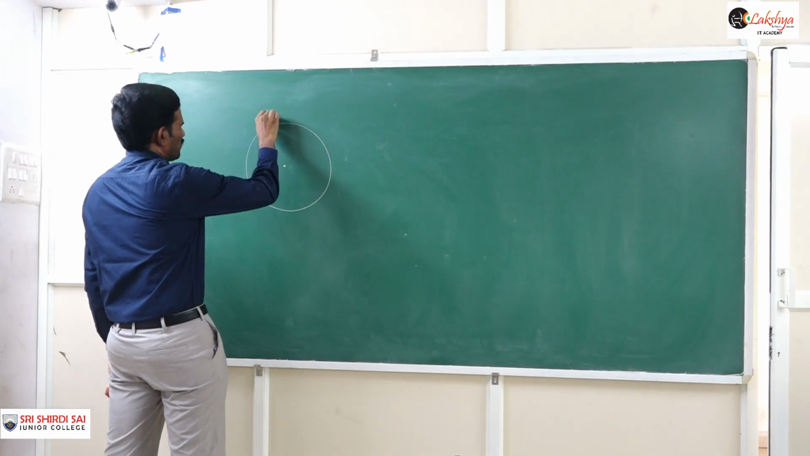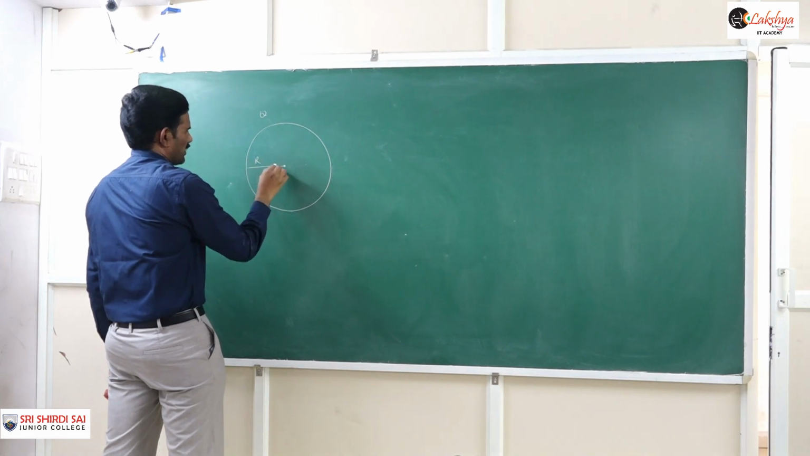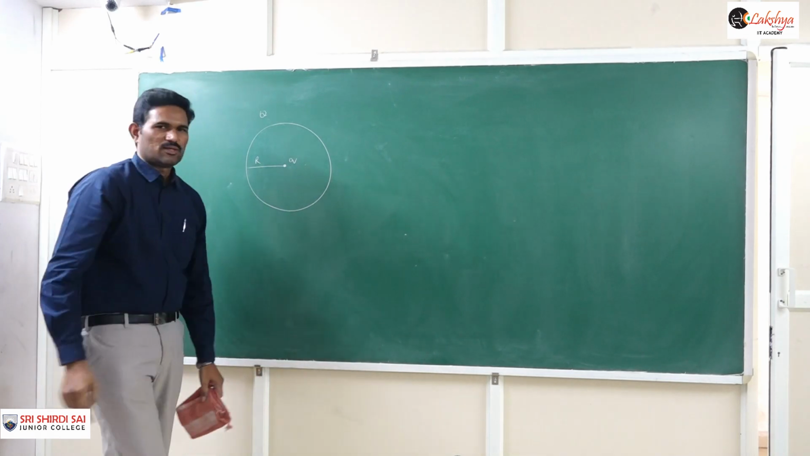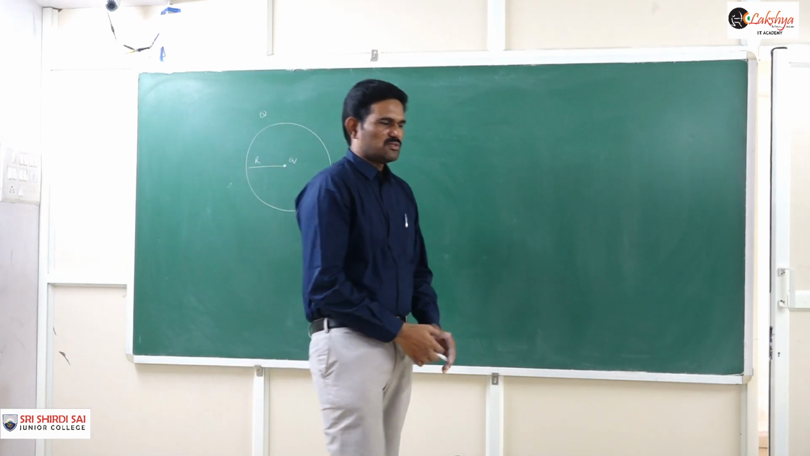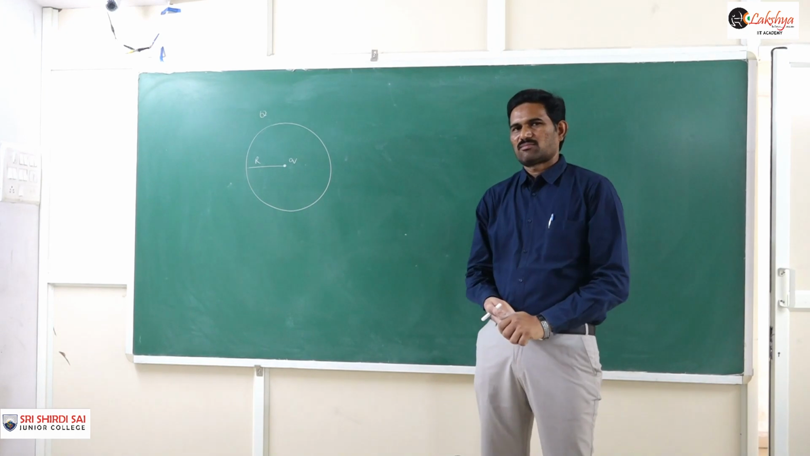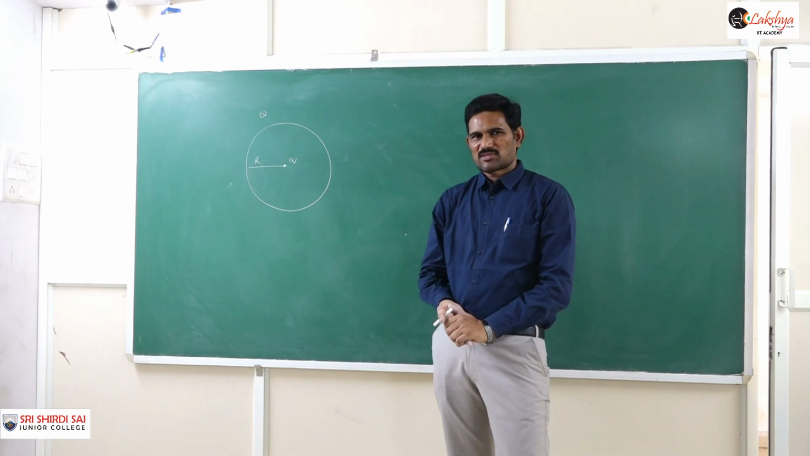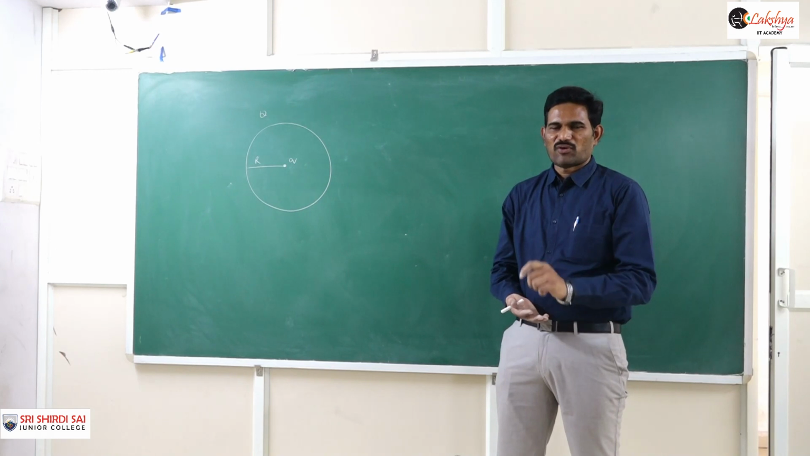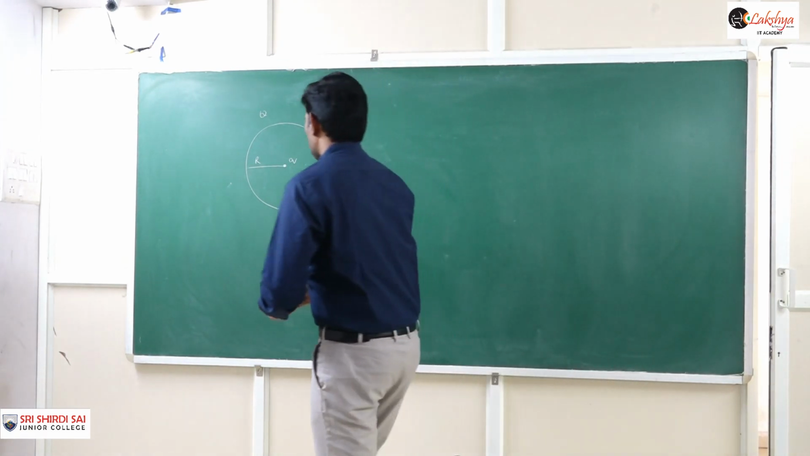A charge capital Q is distributed uniformly on a circular ring of radius R, and a point charge q is placed at the center of the ring. Now we need to find the increase in tension in the ring due to that repulsive force. Say charge Q is distributed uniformly on that circular ring of radius R. If a point charge q is placed at the center, find the increase in tension in that ring. Now let us see how to solve this.